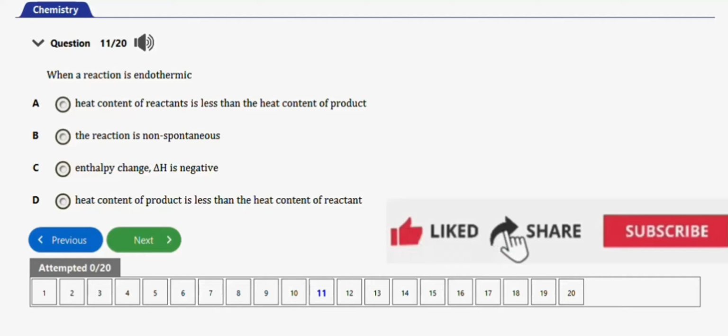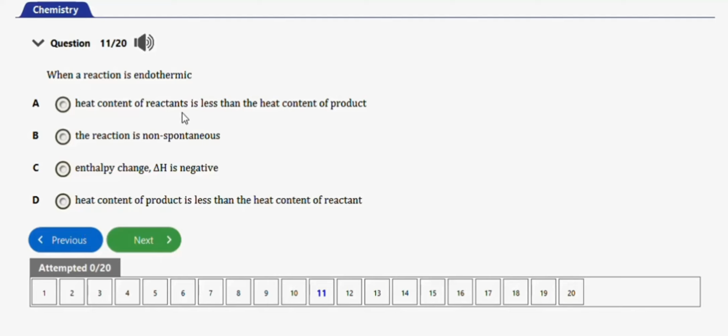Really appreciate this. So this question says, when a reaction is endothermic, heat content of reactant is less than the heat content of the product. Yeah, the reaction is not spontaneous. Enthalpy change is negative. No, heat content of product is less than heat content of reactant. No, so the right answer is option A: heat content of reactant is less than heat content of product. So that's it for this question.